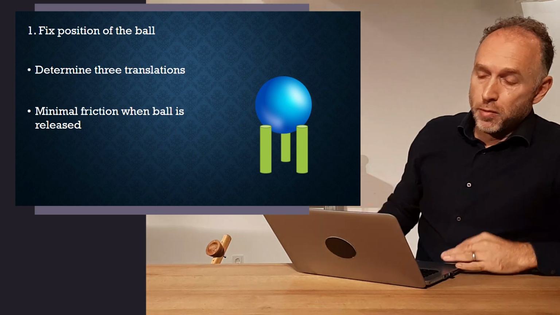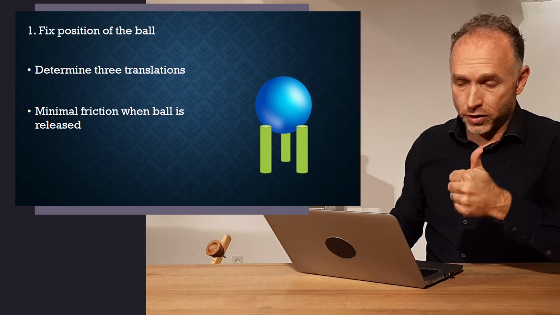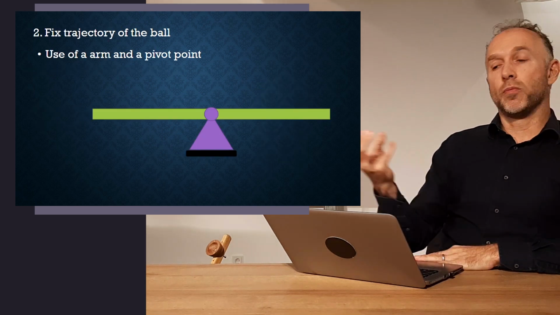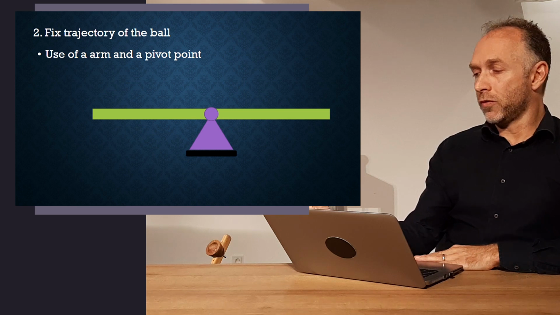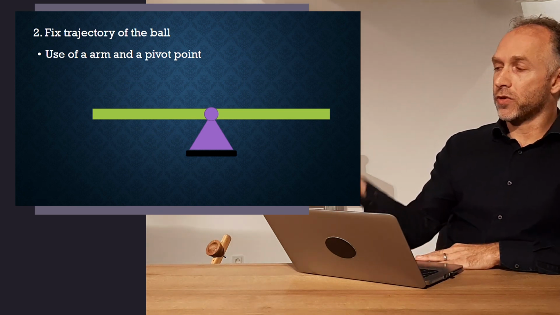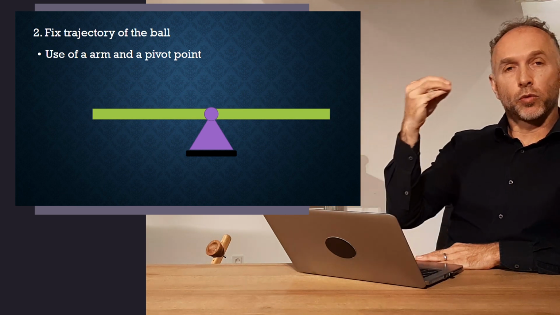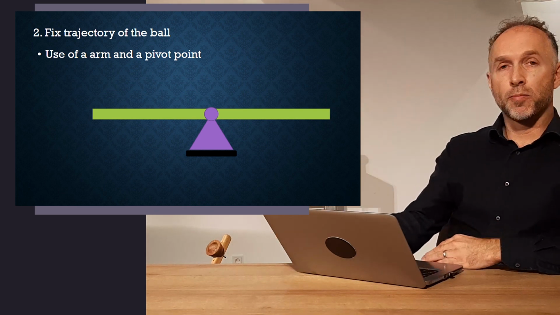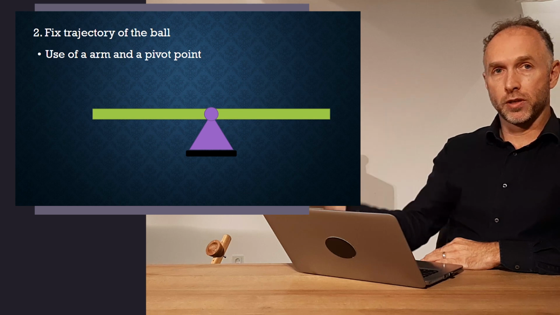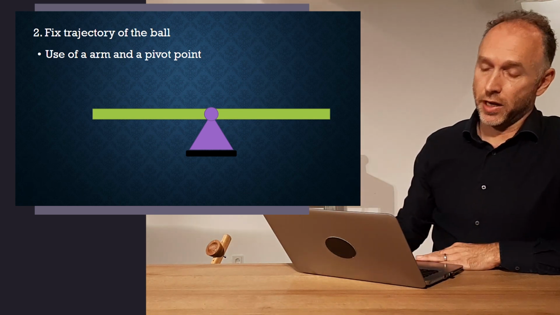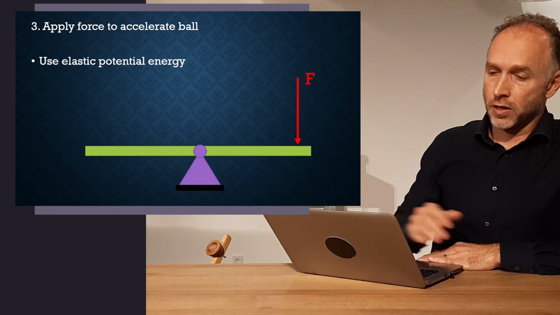That could be the best solution. So the first function is fixation of the ball. The next is that we need to fix the trajectory of the ball over a line. And what we use in a catapult is an arm with a pivot point, a hinge. So that's our second function.